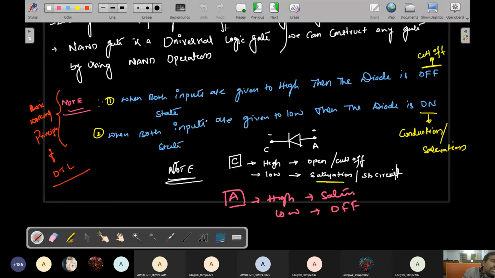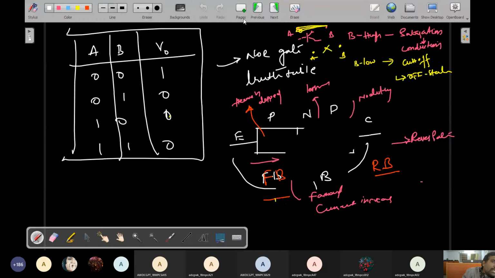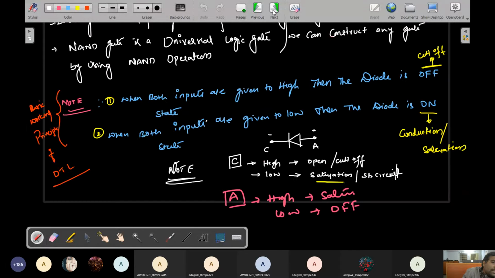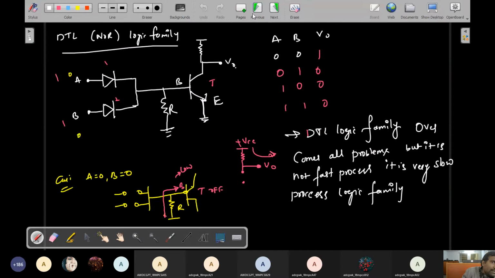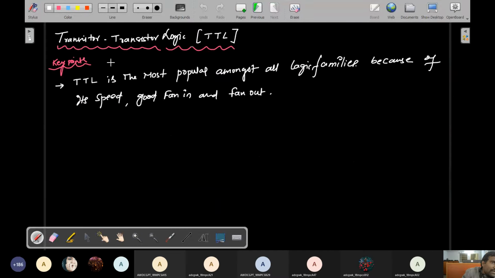Because RTL has a little bit of distortion, that is the reason why DTL was constructed. Here in DTL we are using diode transistor logic. So for that purpose a new family was introduced, that is called TTL. TTL gives a very good logic family, high speed and good fan in, good fan out.